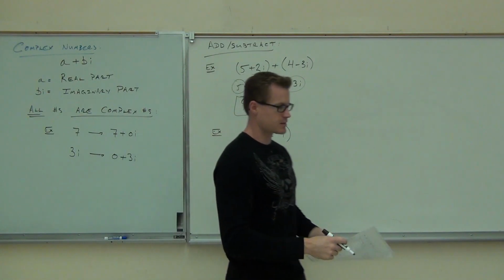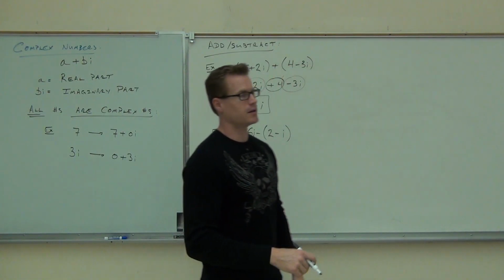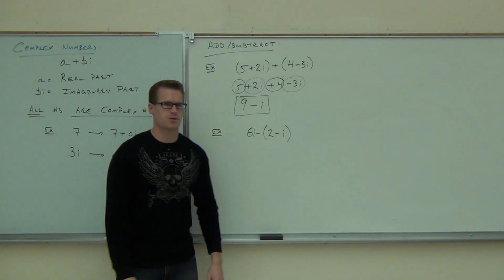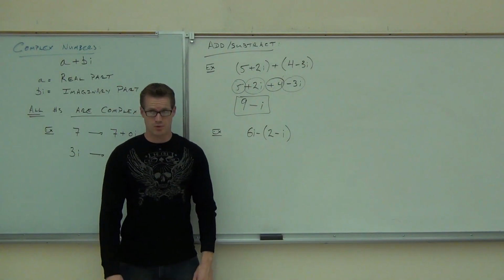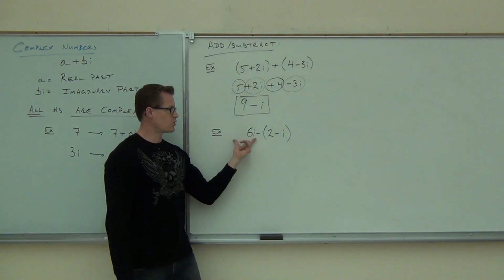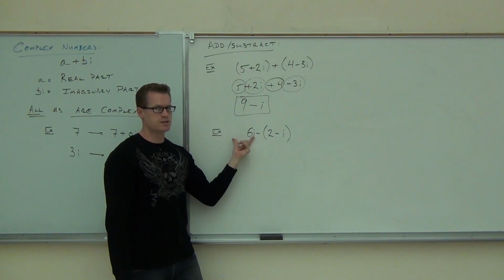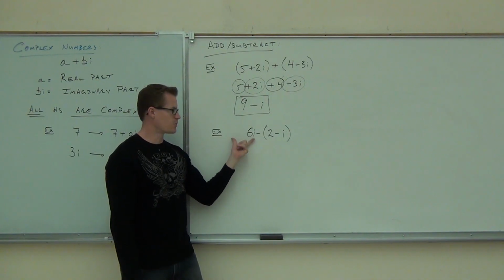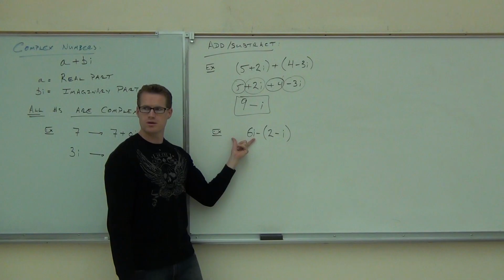6i minus (2 minus i). All right, well, let's talk about this for a bit. Firstly, recognize we do have two complex numbers. Everything's a complex number. What's the real part here? 0. The real part's not 6. This is associated with the i. The real part's 0. How much is the imaginary part?